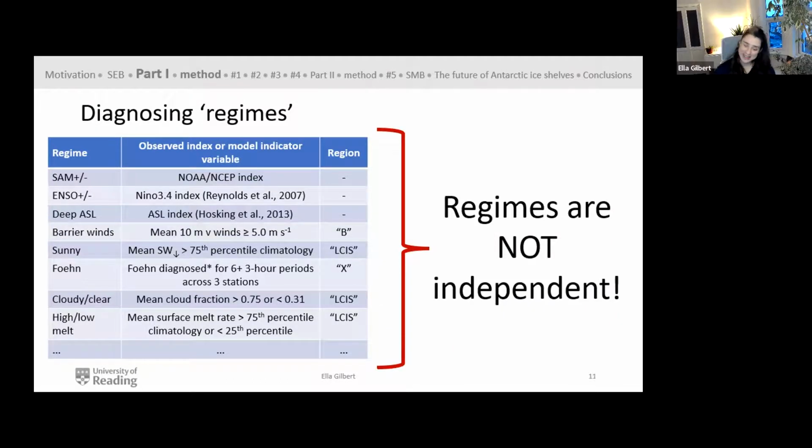One word of warning, though, is that these regimes are not independent. So you can get sunny conditions happening at the same time as Fern conditions. You can have Fern conditions happening at the same time as positive SAM conditions. And many of them are related and interplay with each other, which will become apparent later.